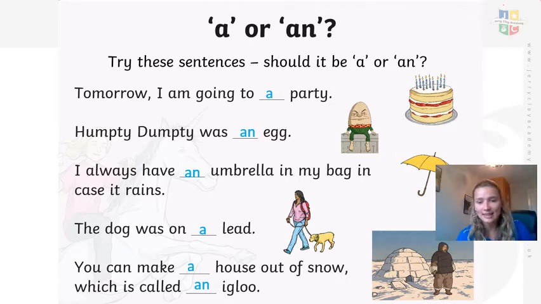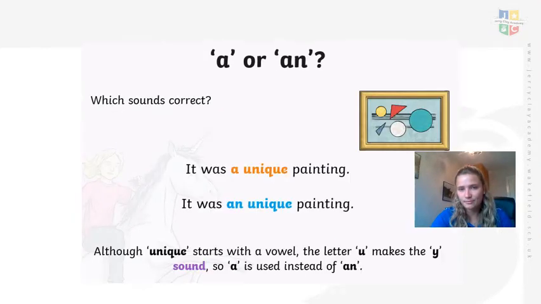The dog was on a lead because lead starts with a consonant. You can make a house out of snow, which is called an igloo. So a house, because house is a consonant and igloo is a vowel, so we would need to put an before. So well done if you have had a go at doing that. You could, as a bit of a challenge, if you finish your work, also have a go at writing some of your own sentences as well.